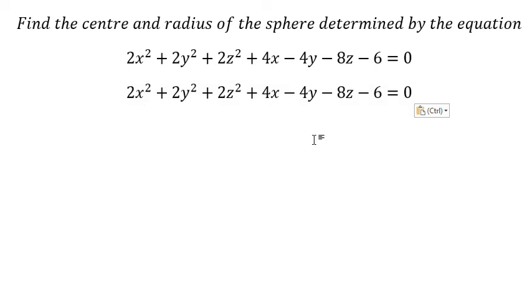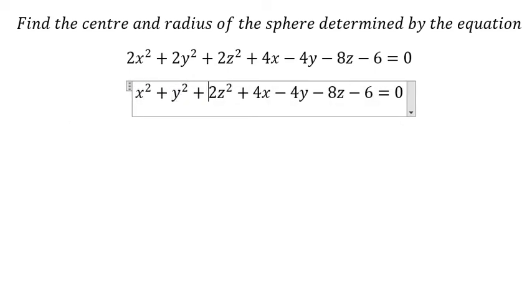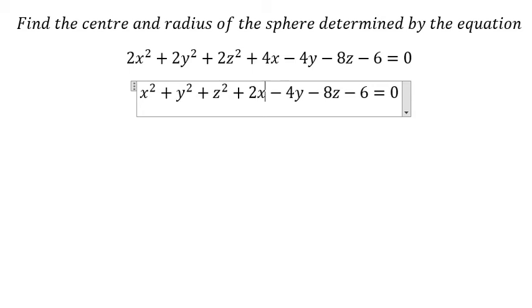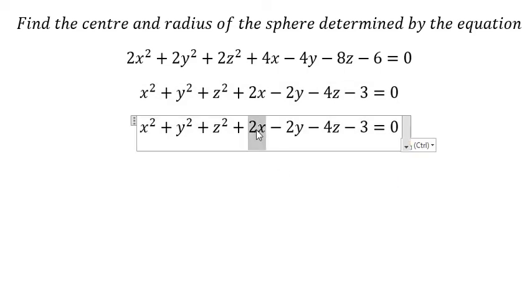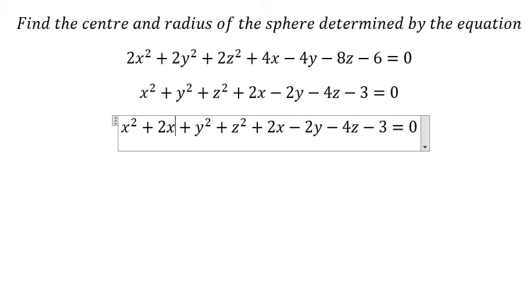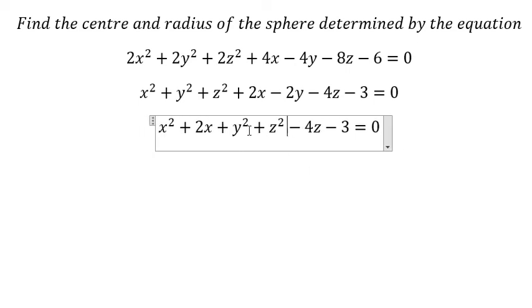We divide both sides by number 2. Next, I will put 2x here. Negative 2y I will put in here.